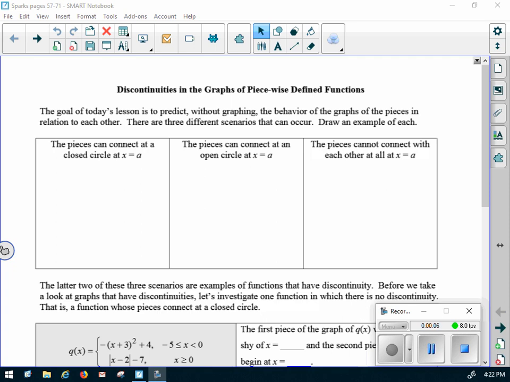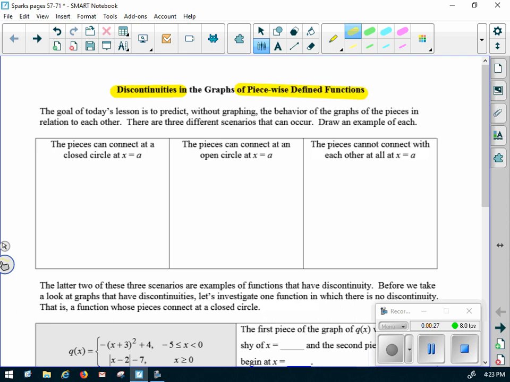We're going to do this lesson. I believe this is day 9 in your syllabus. Notice the title, Discontinuities. Remember that means where a function is not continuous in the graphs of piecewise functions.